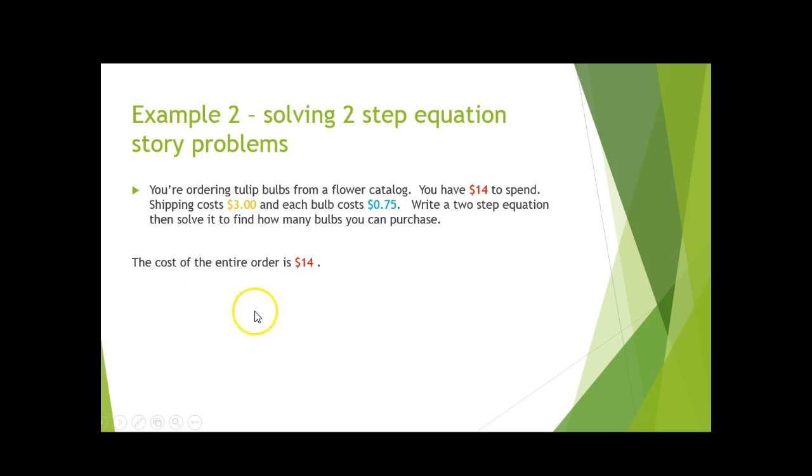To find the cost of the entire order, what we need to do is add together the shipping and the number of bulbs we purchase times the cost of each bulb.